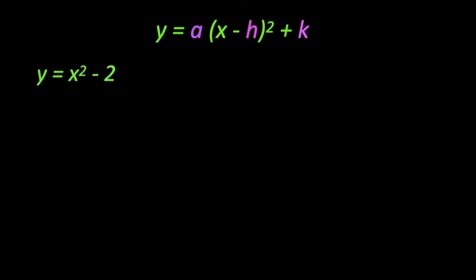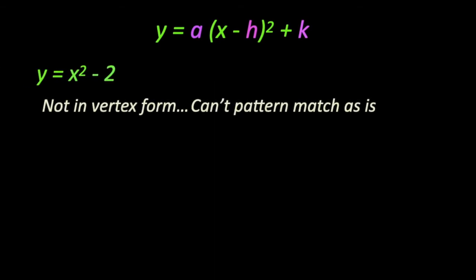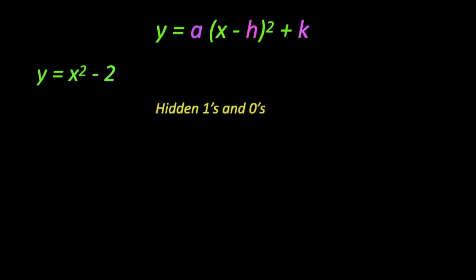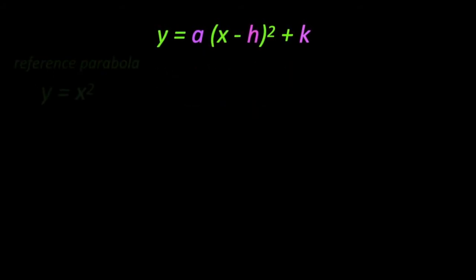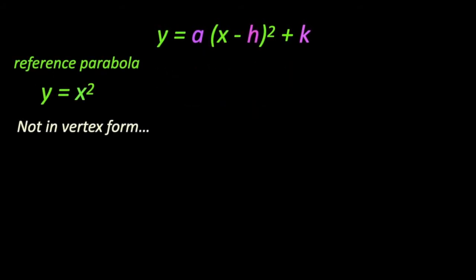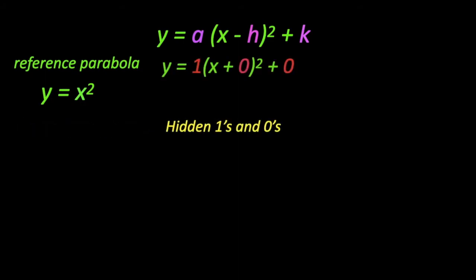Another example. Real-world equation, not in vertex form. You cannot pattern match this as is. What do you do? You bring in your hidden ones and zeros. Once you do that, it's clear what the a, h, and k values are. Finally, the all-important reference parabola. This is not in vertex form. However, when you bring in hidden ones and zeros, it's clear that the a value is 1 and the h and k values are both 0.